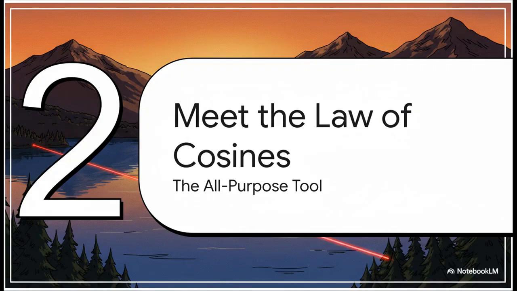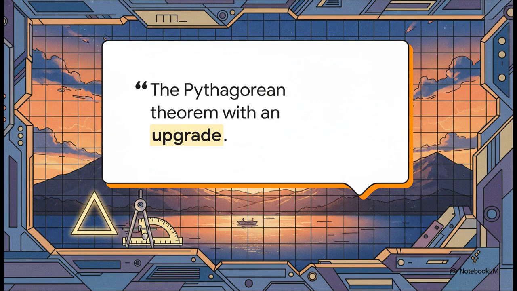So, let's properly introduce the star of our show today, the law of cosines. This is your all-purpose, go-to formula that lets you figure out missing sides and angles in pretty much any triangle. Honestly, the absolute best way to think about it is just like this. It's the Pythagorean theorem, but with a special upgrade. It has this little correction factor built right in that accounts for any angle that isn't a perfect 90 degrees.